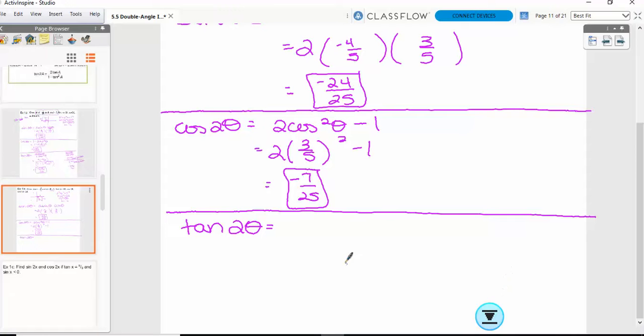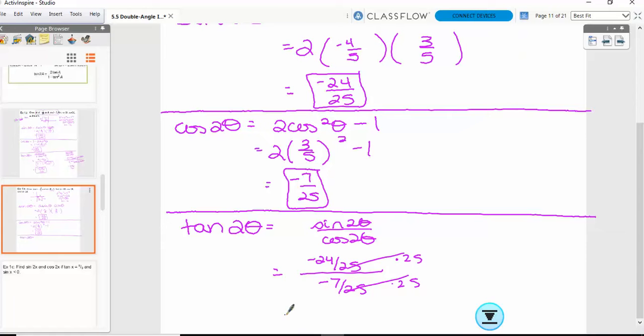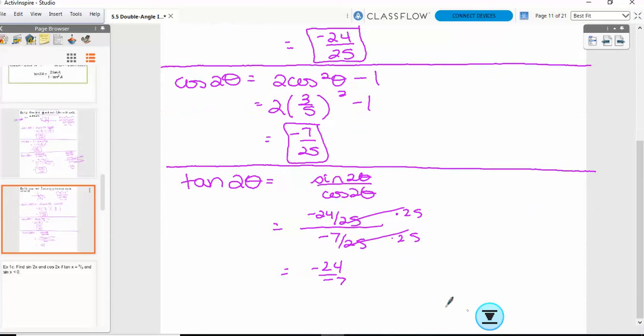What would be the easiest way to find tangent? Sine over cosine. Mm-hmm. So negative 24 over 25 divided by negative 7 over 25. So you could put that in your calculator. You could just multiply by 25 on top and bottom. So negative 24 over negative 7, or positive 24 over 7.